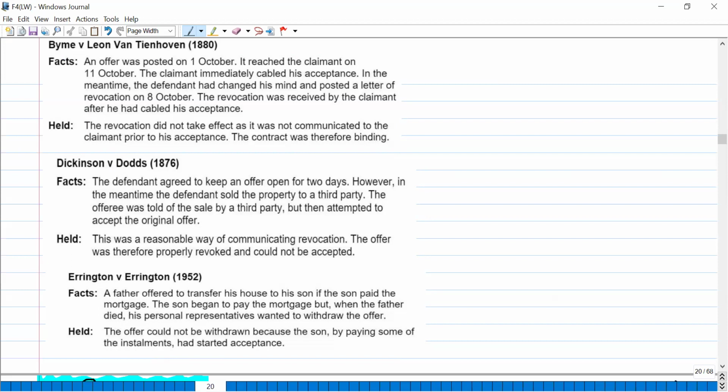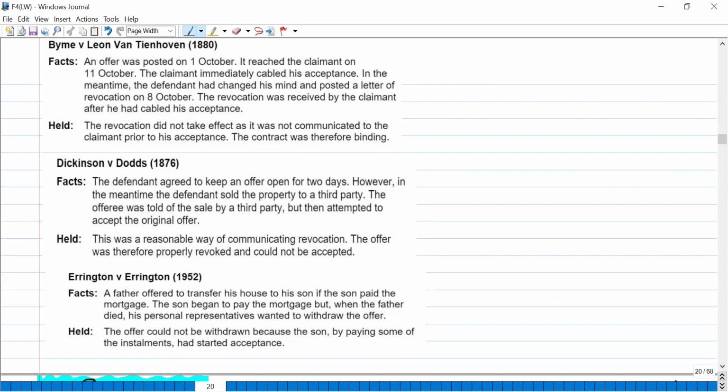Now the son started paying the installments of the house, but unfortunately the father died, and his personal representative, who may be his executor, like his lawyer who deals with his matters, wanted to withdraw the offer. They wanted to revoke the offer, but they could not. The court said that once the offer was made and the son started the performance by paying the installments, the contract was formed. So this offer cannot be revoked or cancelled.